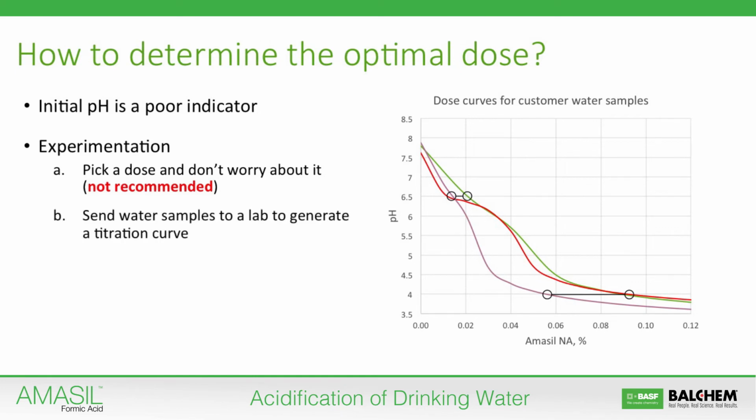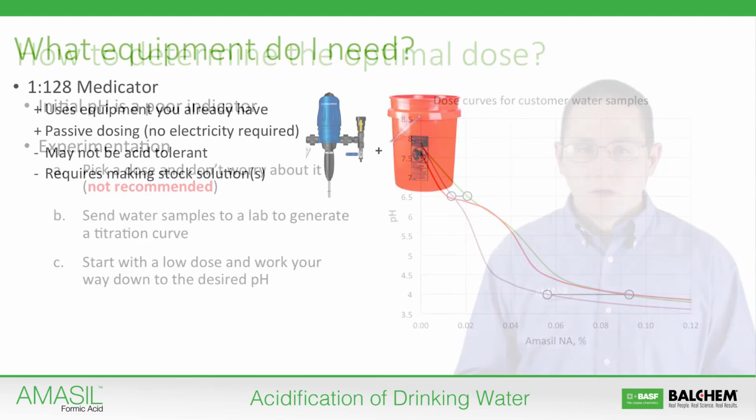You can send a water sample to a lab to generate a titration curve. This is a service we offer to anybody looking at Amasil A. We can usually get a curve back to you in a couple of weeks, and then we can make a recommendation from there. Or you can start with a low dose, see where that gets you, and then slowly bump up or down the amount of acid in the water until you achieve the pH that you're comfortable with.